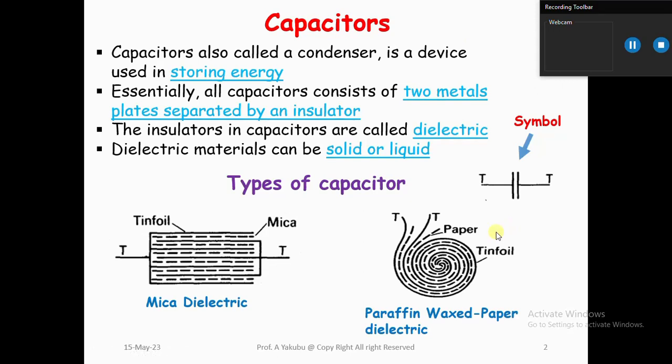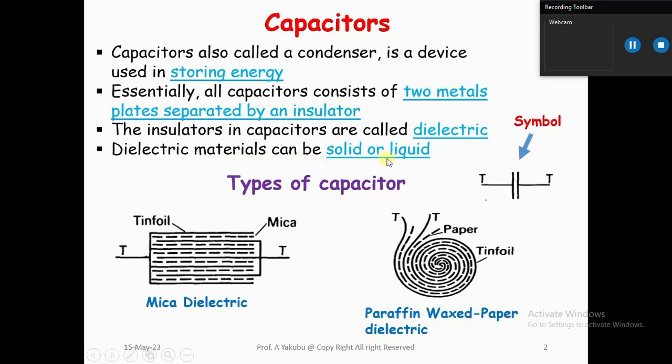So what are capacitors? Capacitors are condensers, which are devices used in storing energy. Essentially, all capacitors consist of two metal plates separated by an insulator, which are encapsulated in dielectric media. The insulators are called dielectrics.